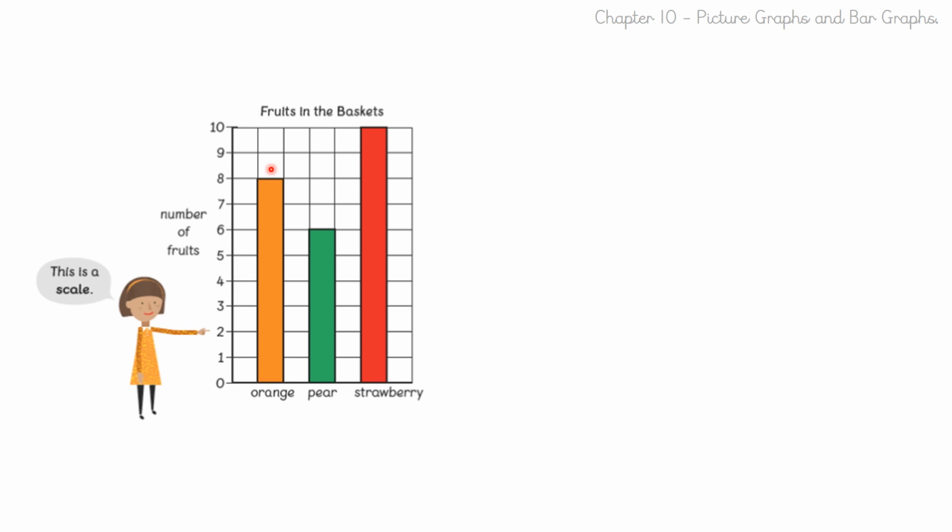How many more oranges are there than pears? Have a think. Look at the bar graph. How many more oranges are there than pears? Correct! We know that we've got 8 oranges and 6 pears, and the difference is 2. 8 oranges take away 6 is 2. So there is a difference of 2 pieces of fruit.